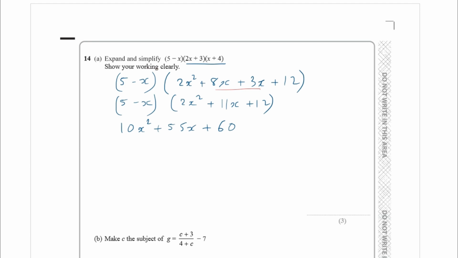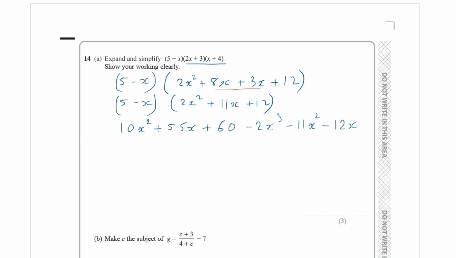Followed by negative x times 2x squared, which is negative 2x cubed. Be careful, because x times x squared is x cubed. And negative x times 11x, which is negative 11x squared. So I would recommend you figure out first if it's negative or positive. So a negative times a positive is negative. And then do the numbers. So 11 times 1 is 11. And then x times x, which is x squared. And for your last one, negative x times 12 is negative 12x's.